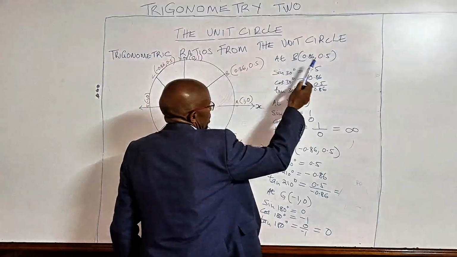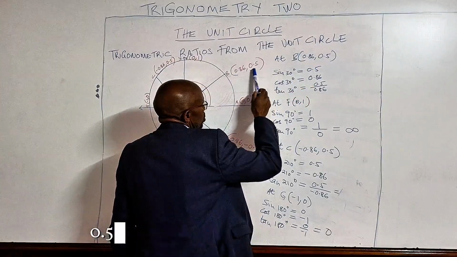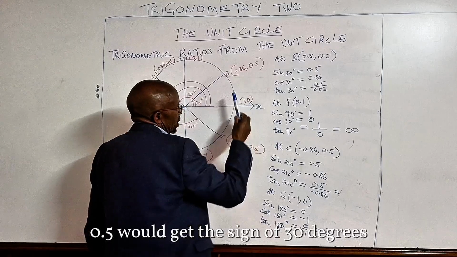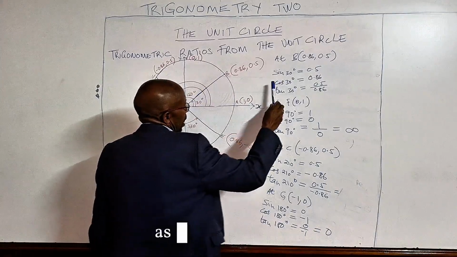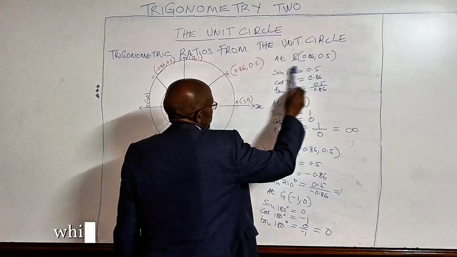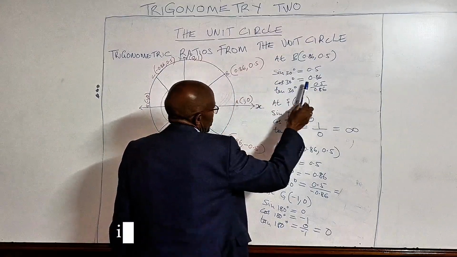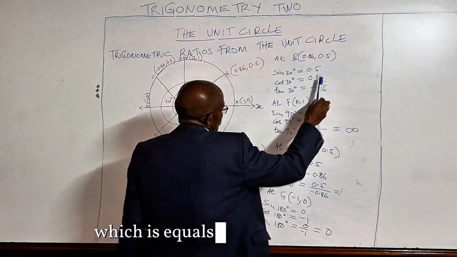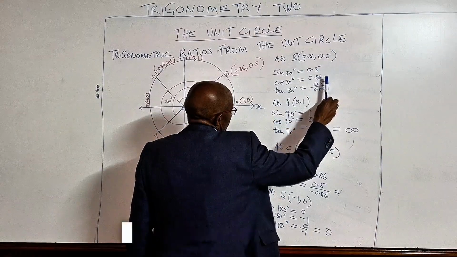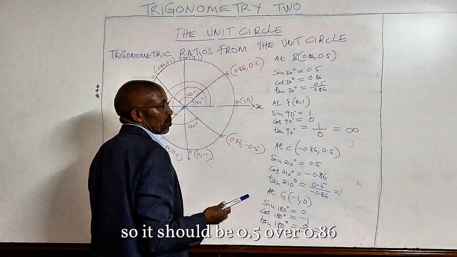At point B, where we have the coordinates 0.86, 0.5, we get the sine of 30 degrees as the y coordinate, which is 0.5, and the cosine as the x coordinate, which is 0.86. The tangent of 30 is equal to sine all over cosine, so it will be 0.5 all over 0.86.